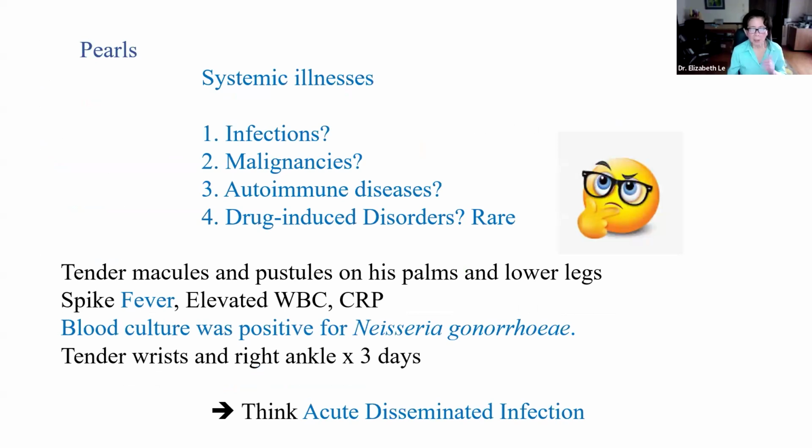Okay, systemic illness, same thing: infection, malignancies, autoimmune disease, or drug-induced disorders, which is a rare thing. The patient presented with tender macules and pustules on his palms and lower legs. He definitely had a rash. He spiked a fever, had an elevated white count and CRP elevation, and blood culture was positive for Neisseria, not gonorrhea. And he has a tender wrist and right ankle for 3 days. This is an acute infection, so you have to think acute disseminated infection. Next slide.